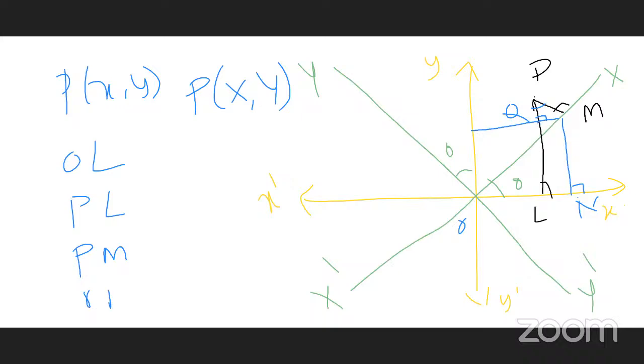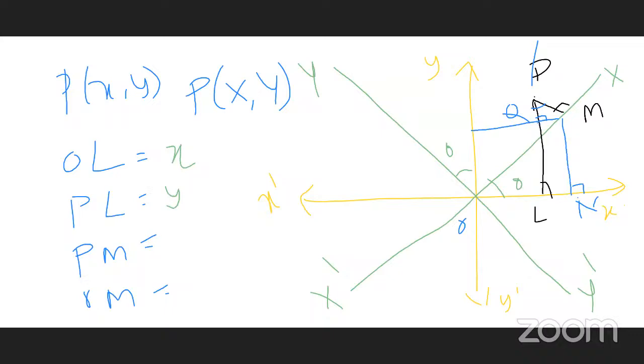So what is the value of OL? X comma 1. Capital X or small x? Small x, sir. Yes, the value of OL is small x. The value of PL will be small y. Yes.